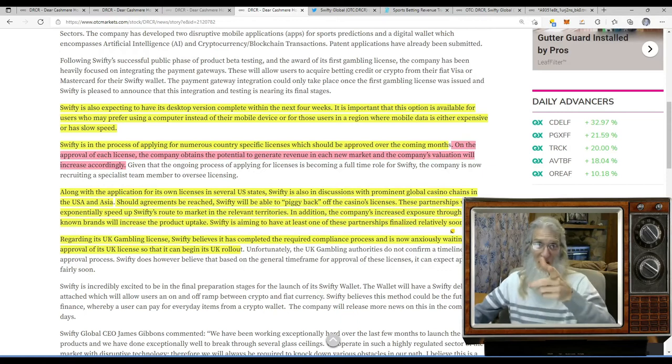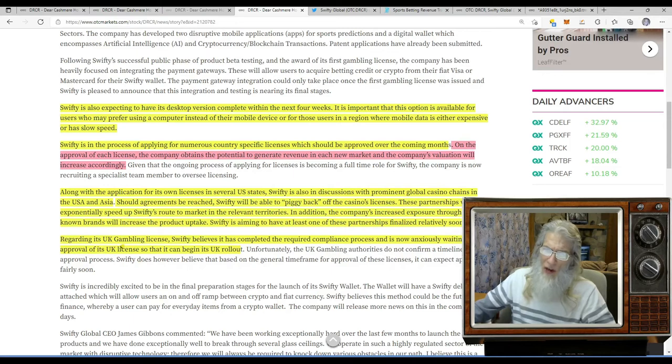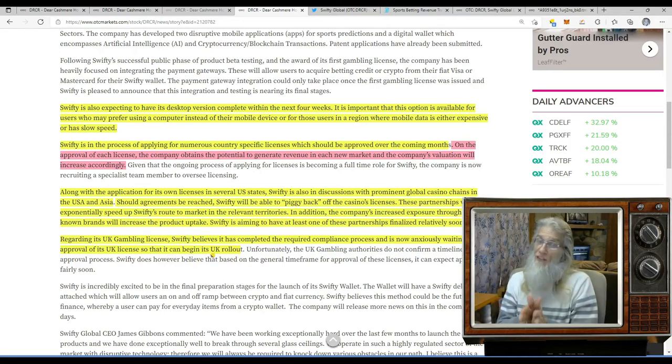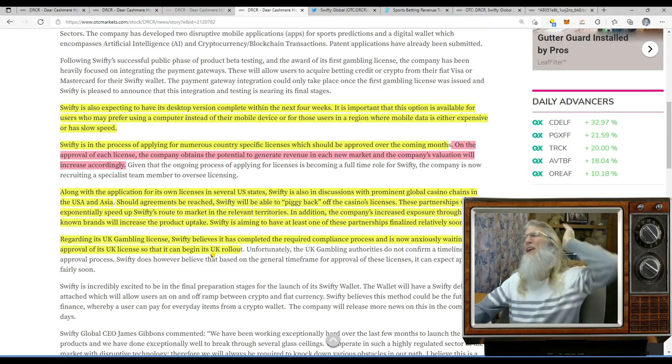Cha-ching! There's another catalyst. Regarding its UK gambling license, Swifty believes it has completed the required compliance process and is now anxiously waiting for approval of its UK license so that it can begin its UK rollout. Cha-ching! Look, folks, that's going to be a big one. All of these are catalysts. When you say we're making more money because we've got a new store, we're making more money because we've got a new contract, we're making more money because we've got a new license. It's all the same thing. So, all of these are catalysts, but they just added another one.